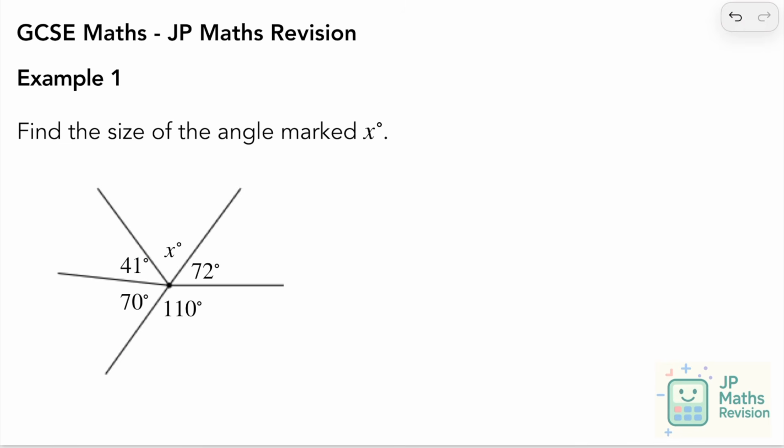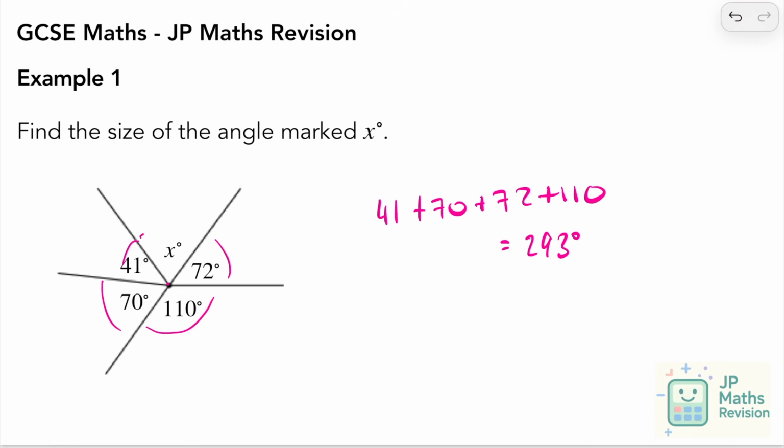Here's an example. We need to find the size of the angle marked x. So to do this question, we need to add up all of the angles we know, because we know that angles around a point add up to 360. So if we do 41 plus 70 plus 72 plus 110, we end up with 293 degrees. And I know that angles around a point add up to 360, so I do 360 take away 293, and that's going to be 67 degrees. So x is therefore equal to 67 degrees.